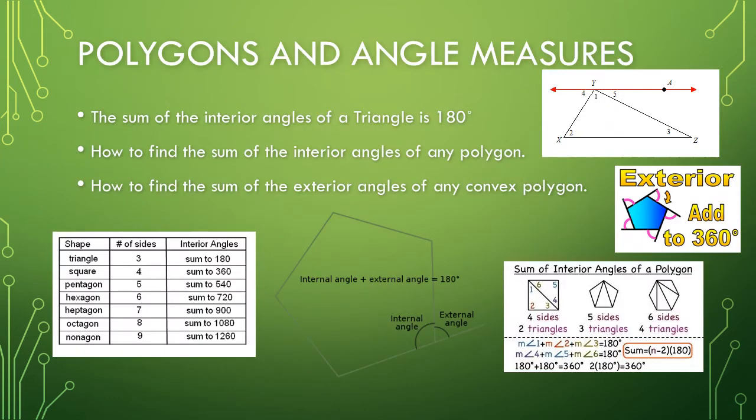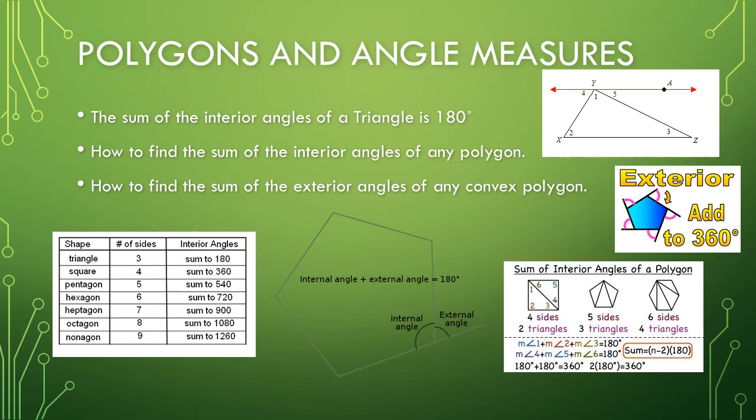Alright, now we get to polygons and angle measures. The sum of the interior angles of a triangle is 180 degrees. And you may know that as a trivial fact, but now that we understand transversals, what we could do is we can take a line that is parallel to XZ and create that where it overlaps where the vertex of angle 1 is.